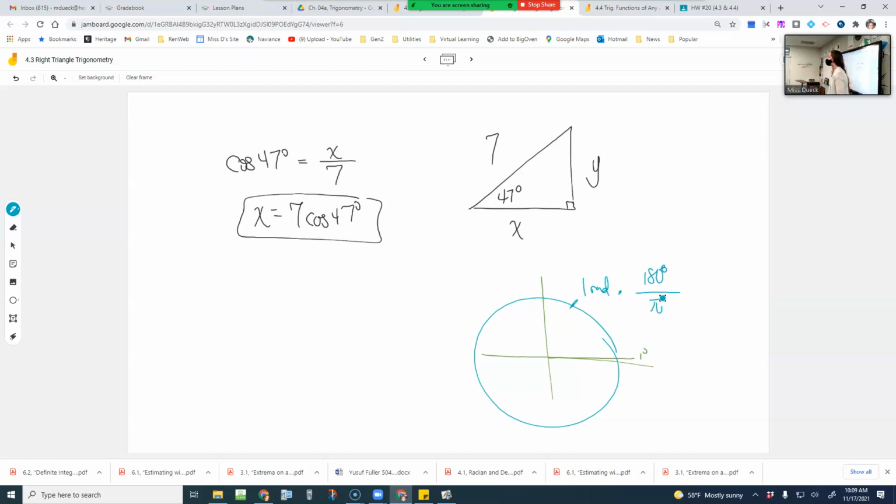Someone divide, what's 180 divided by pi? It's 50-something.4. 1 radian is 50-something.4. 57.2957795. 57.3.